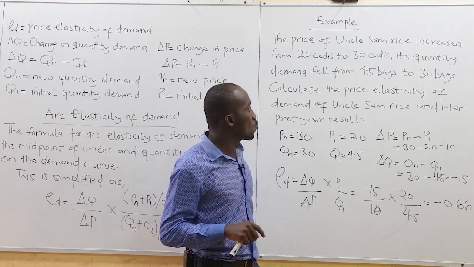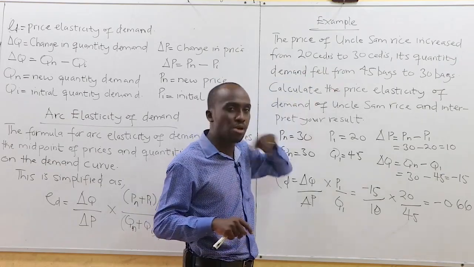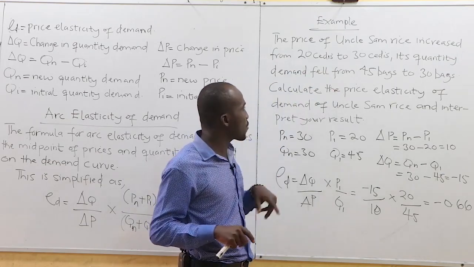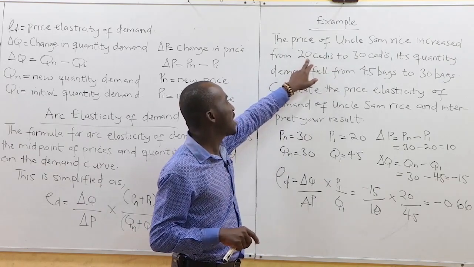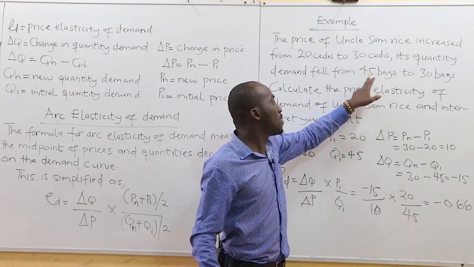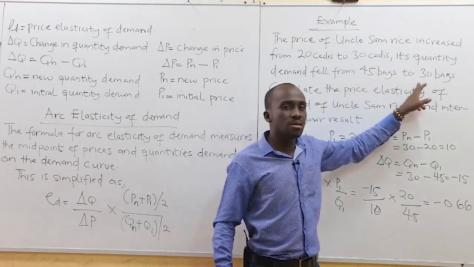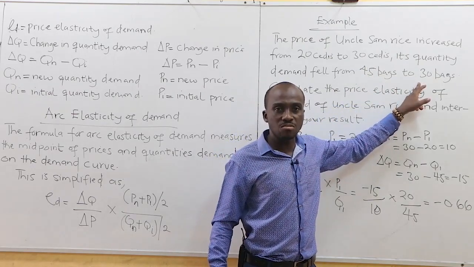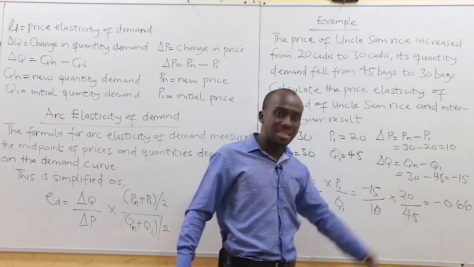So you see, even if you look at the question, the preamble shows that. It was 20, it went to 30, a price increase. What happened to demand? Demand decreased from 45 to 30. So you see that there's a negative relationship. So it should reflect in the answer.